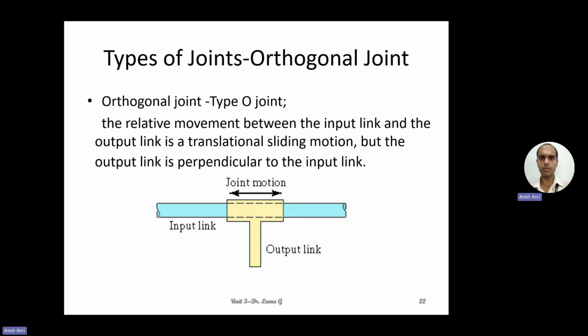Another type is the orthogonal joint or the T joint. So here the relative movement between the input link and the output link is a translational sliding motion. Yes, here also left and right. The output link can move only in these two directions, so a translational type of motion. But the axis of the output link is perpendicular to the input link. So the output link and input link axes are at 90 degrees.